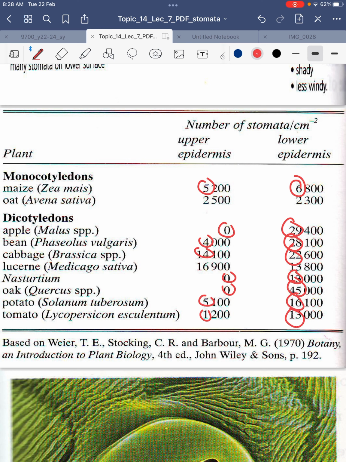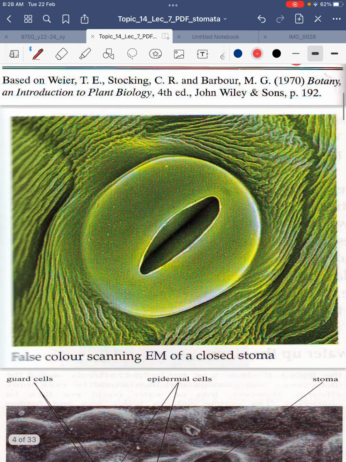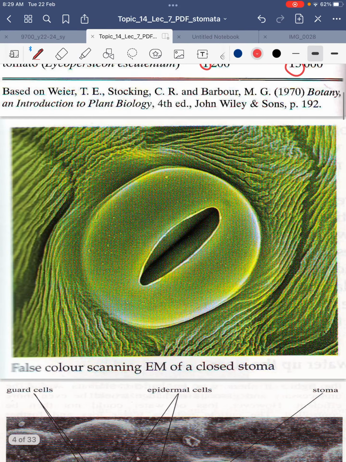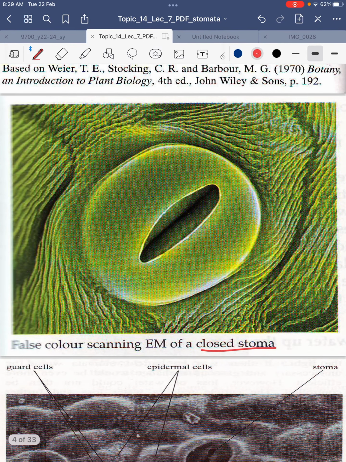Okay, so this is a stoma, which is closed, a closed stoma. The actual meaning of stoma is hole, created by two guard cells. This is one guard cell and another guard cell. A guard cell is actually an epidermal cell, a special type of epidermal cell. In this case, it's called a guard cell.